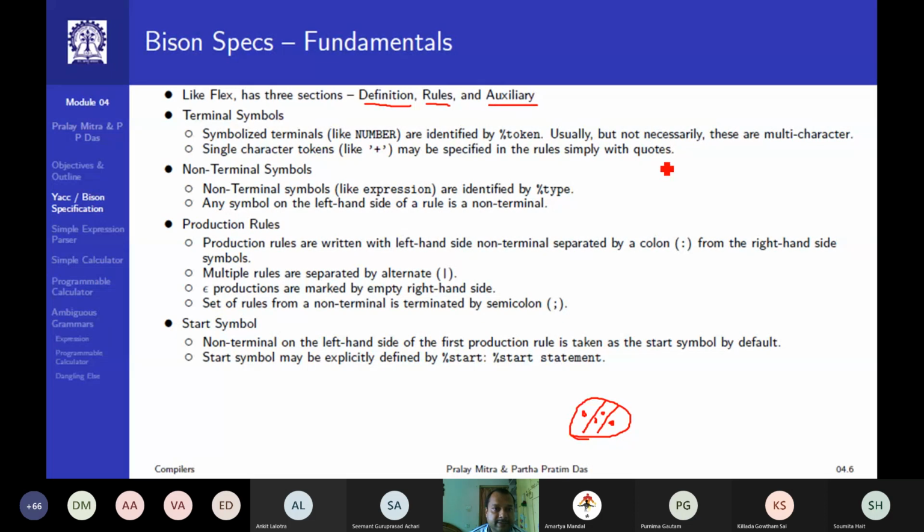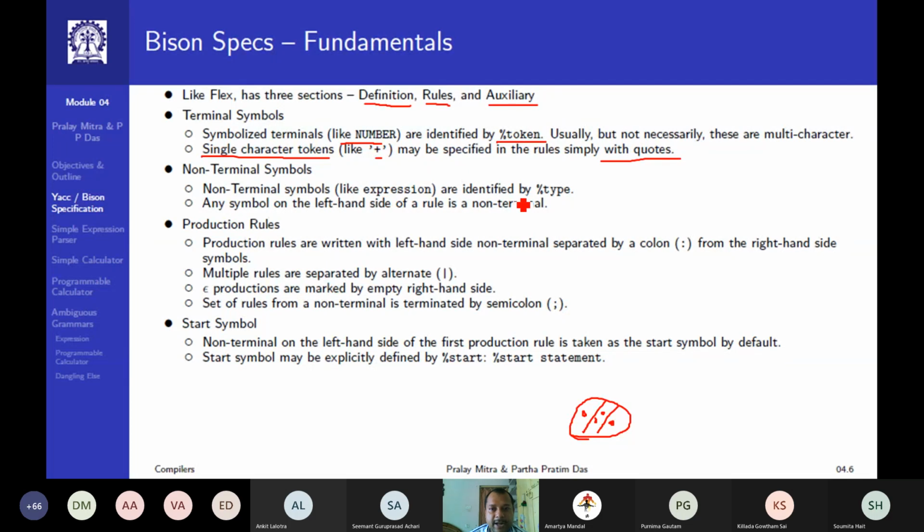For Bison, terminal symbols like numbers are identified by percent token. I will go to an example shortly. Usually, but not necessarily, these are multi-character, which means it includes digits also. Single character tokens like addition within single quotes may be specified in the rule simply with quotes.